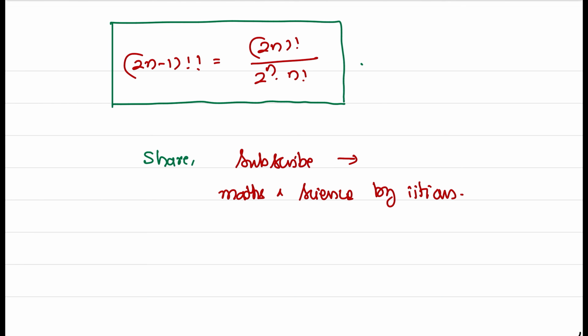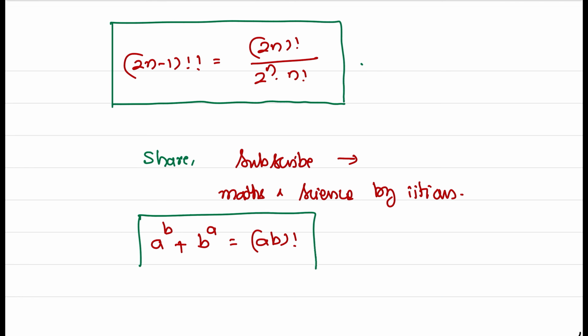We will go for a very good problem in the next lecture: a to the power of b plus b to the power of a is equal to (ab) factorial. We will try to solve it in the next lecture. Actually I wanted to solve this before, but before this I wanted to give an introduction about negative double factorials also.